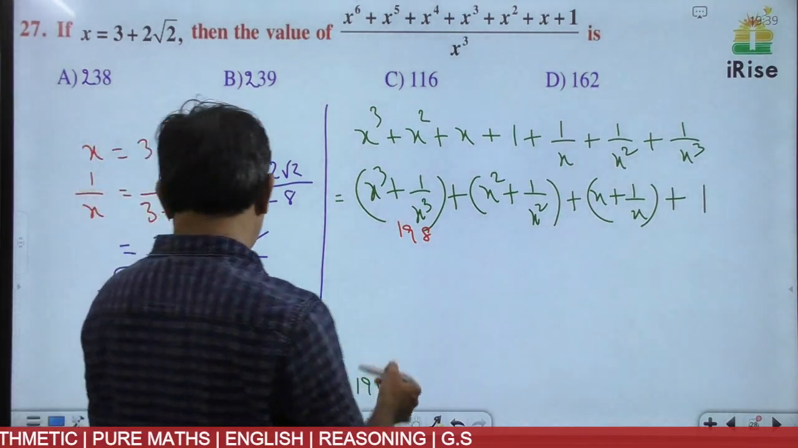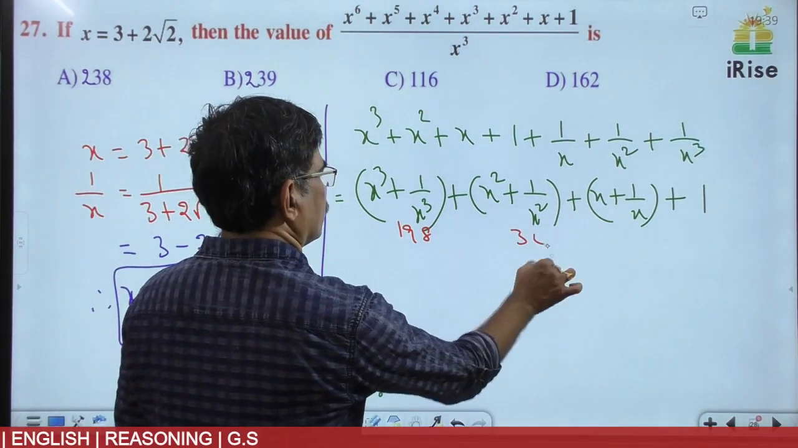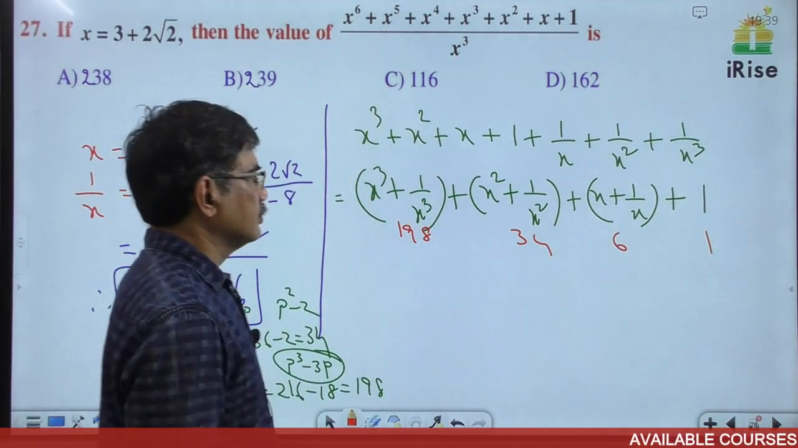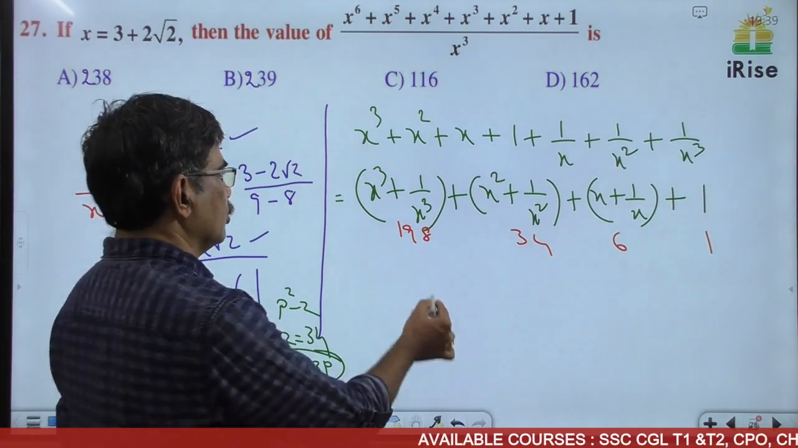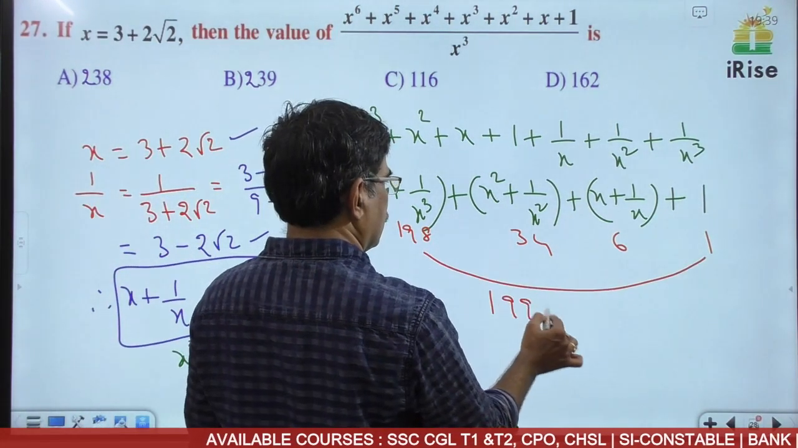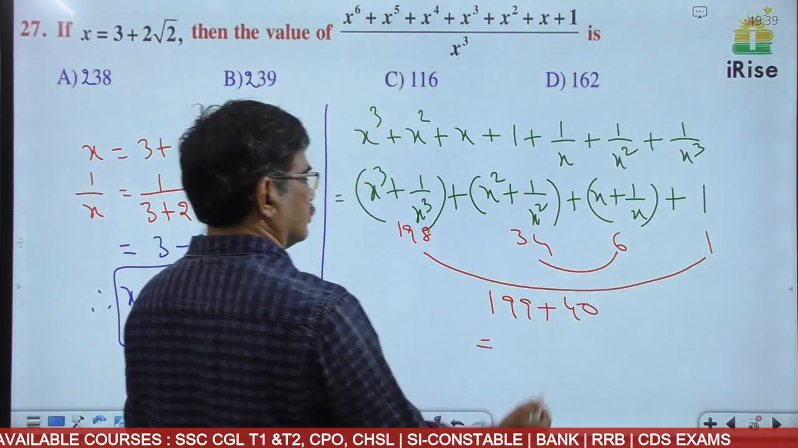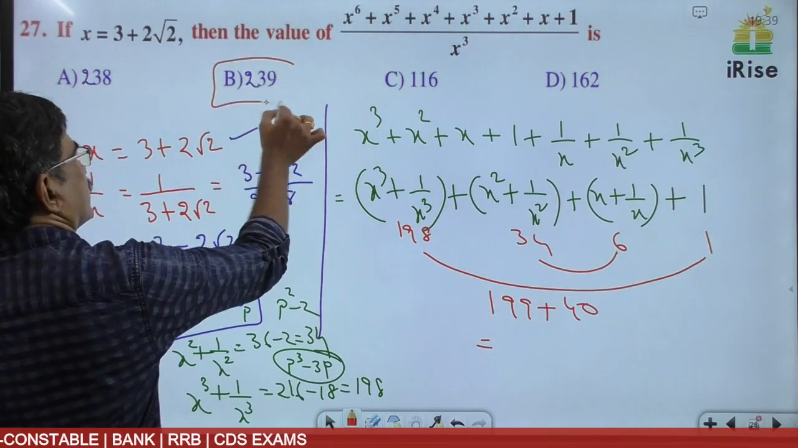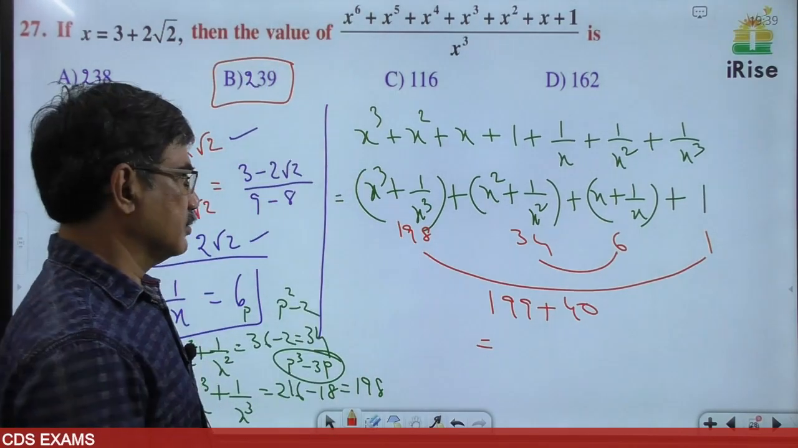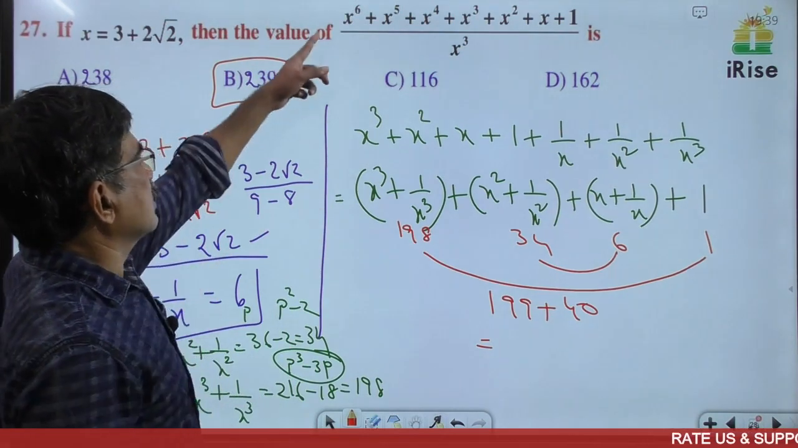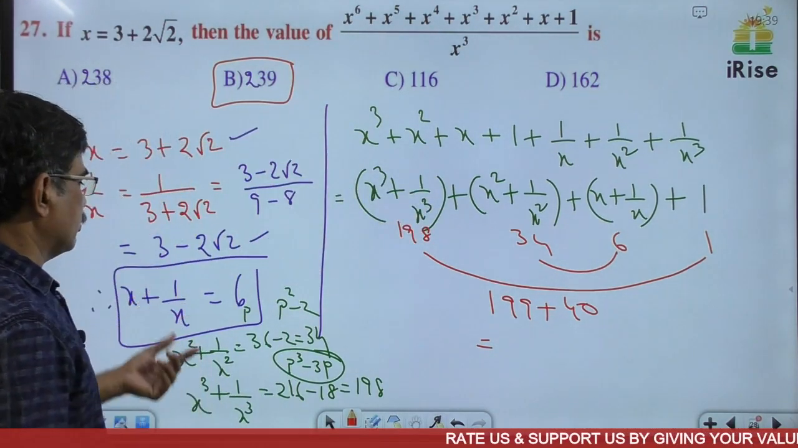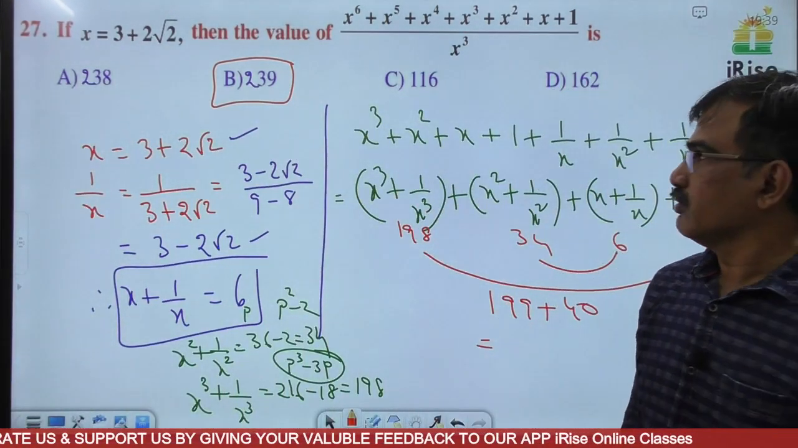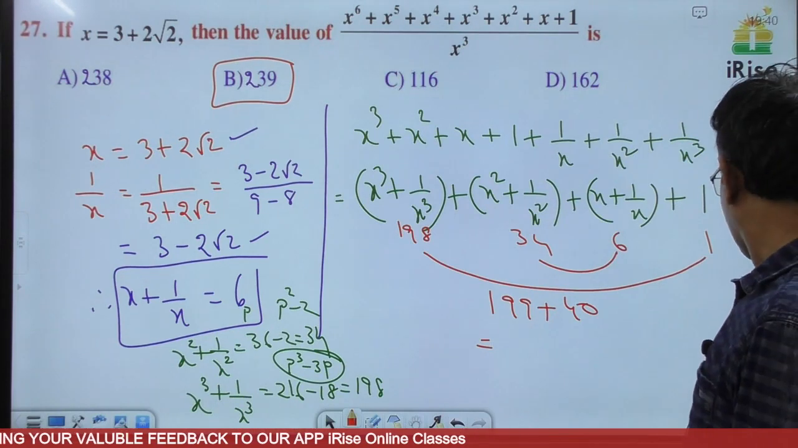X square plus 1 by x square value is 34. X plus 1 by x value is 6, plus 1. Okay. So if you add these, we get 198 plus 34 plus 6 plus 1. Okay. So the answer is 239. The answer for this question is 239. Okay. So just convert the question like this. Find x plus 1 by x, x square plus 1 by x square, x cube plus 1 by x cube, and substitute the values. Next question.